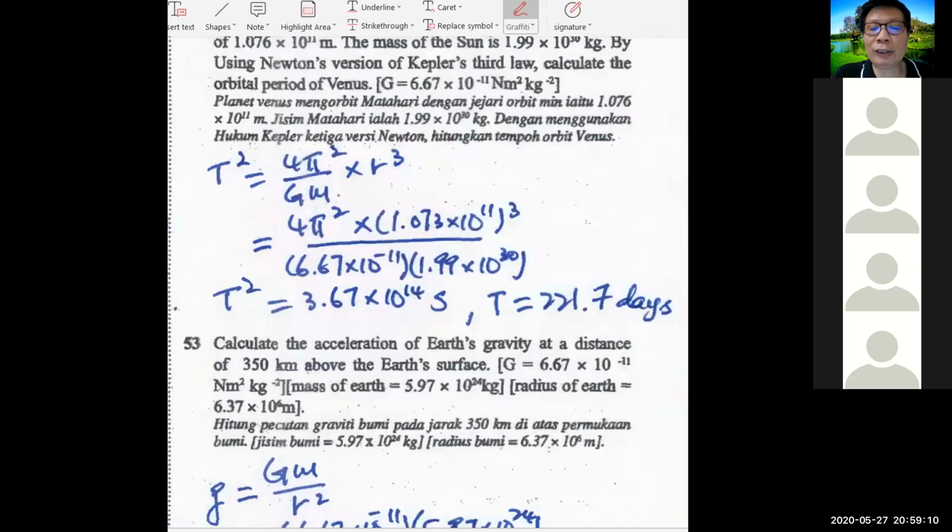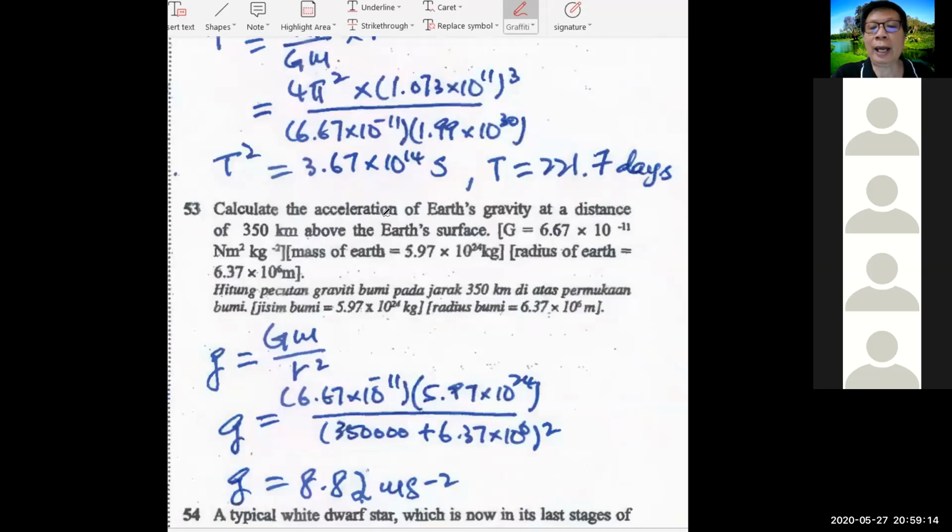Okay, next question, question 53. Calculate the acceleration of Earth gravity at the distance of 350 kilometers above the Earth. Okay, this distance is not from the center of the Earth, it is above the Earth. You see, the distance from the surface of the Earth, and the gravitational constant, the mass of the Earth, and the radius are all given.